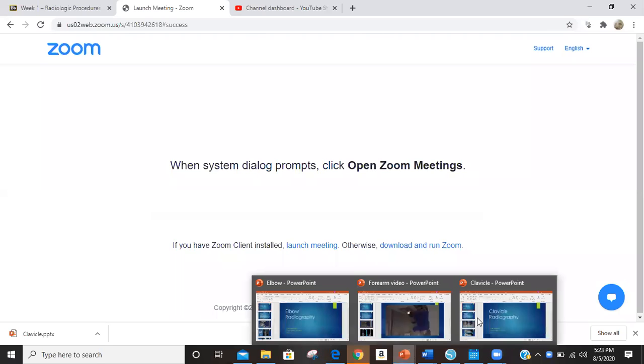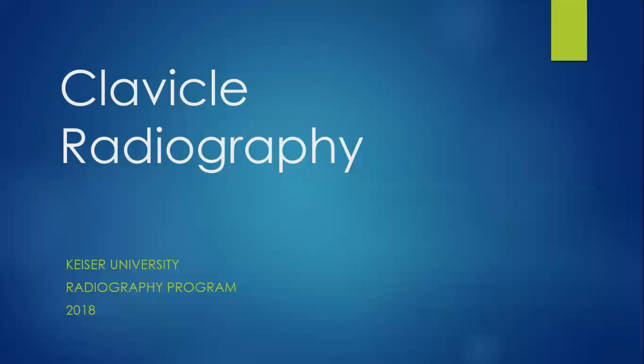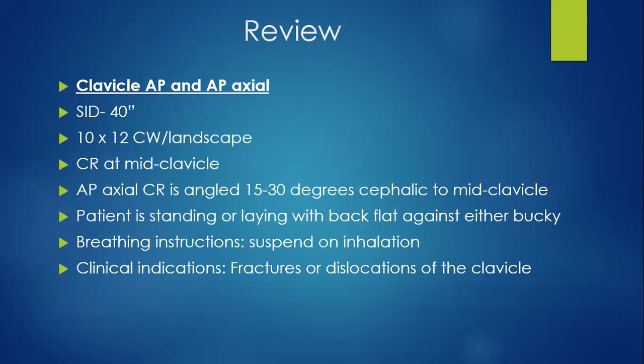All right. Hey guys. So we're going to look at the clavicle radiography position from our Bontrager book. For the clavicle, we're going to do an AP and an AP axial. We're going to use 40-inch SID, a 10 by 12 landscape centered to the mid clavicle.